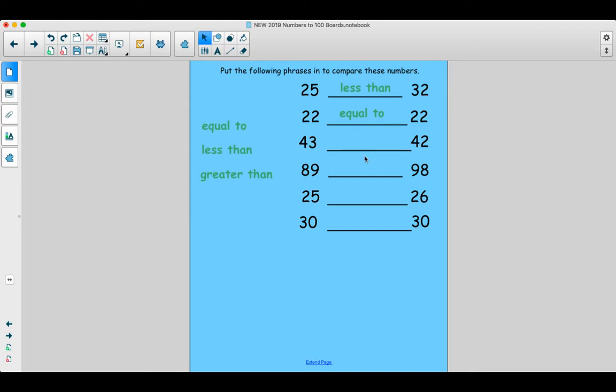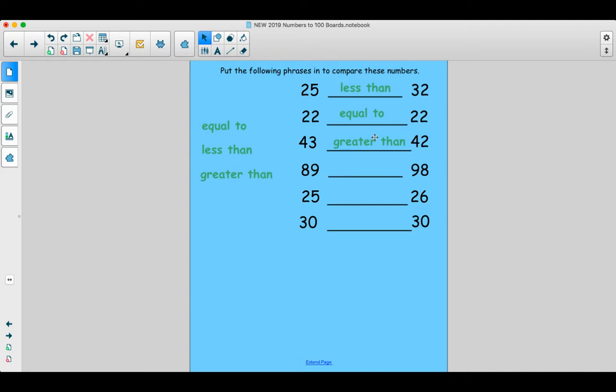This is kind of tricky because they're really close together, but if I look at their tens places, they're the same. So let's look at the ones place. We have 3 and 2. So 43 is greater than 42, but not by much.